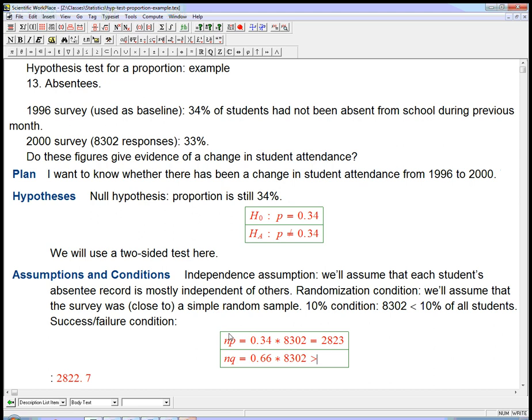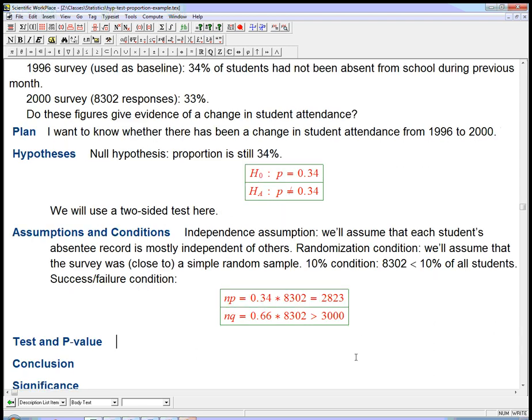Well, I don't even need to calculate it. It's bigger than 3,000. So these are huge, much bigger than 10. We didn't even really need to do that calculation. These are big numbers, so we've got the basic conditions, and so we are set up to do a one proportion, two-sided z-test.